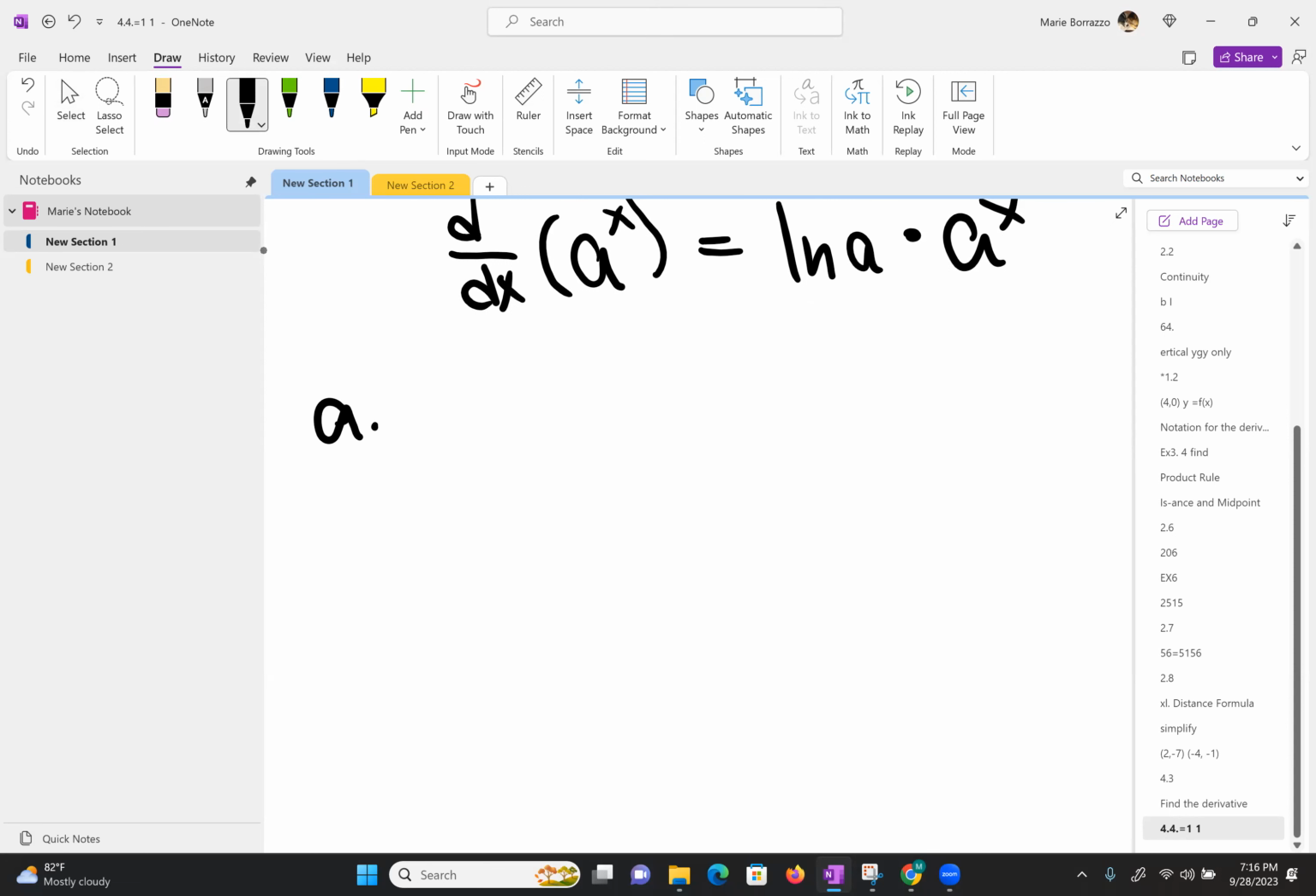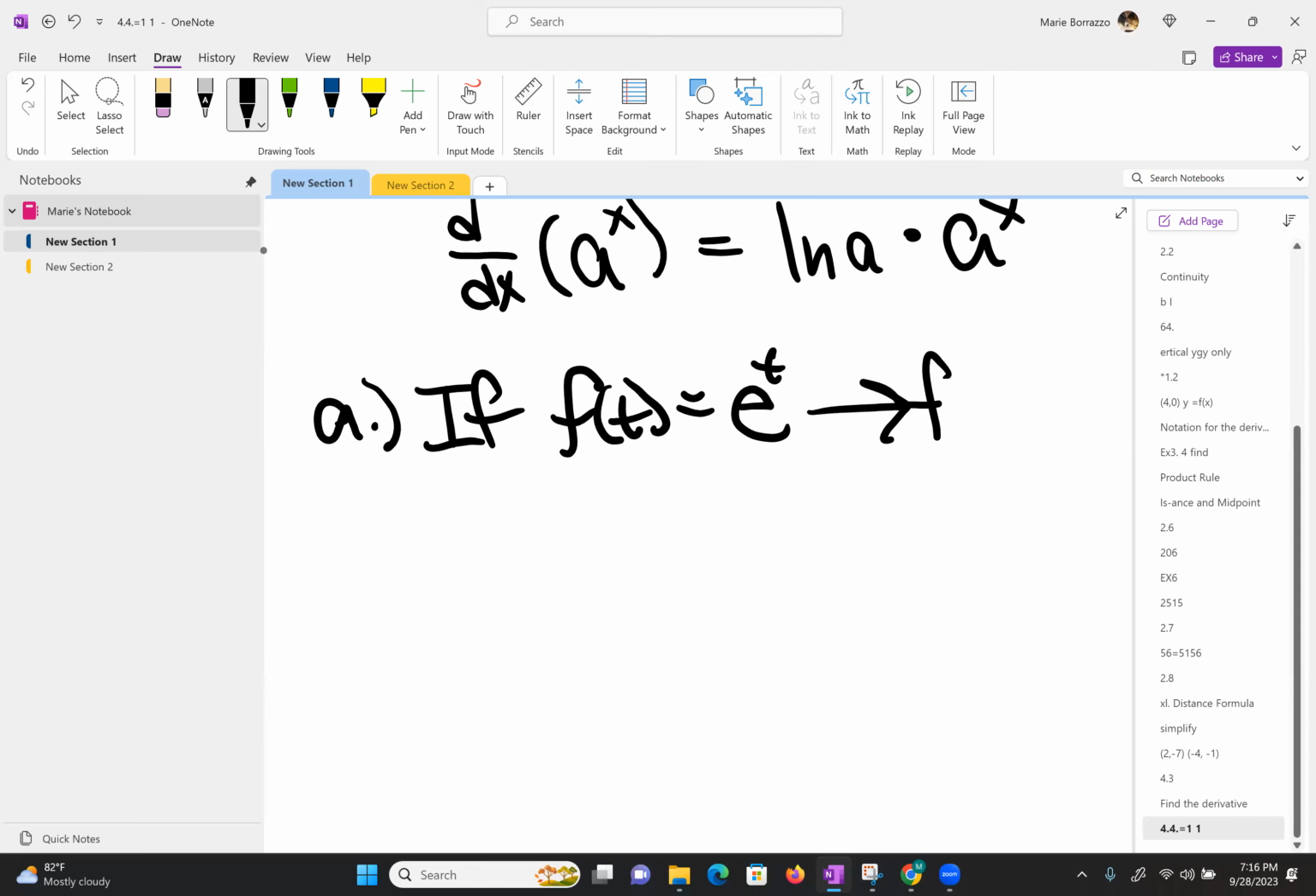So let me give you example A. And I'm going to say to you, if some function f of t is equal to e to the t, what's its first derivative? The first derivative of f, in this case, is simply e to the t. No change, just like a base e. It is what it is.